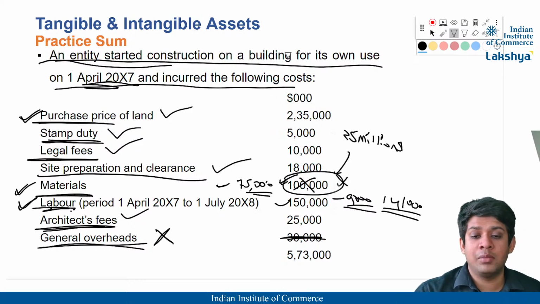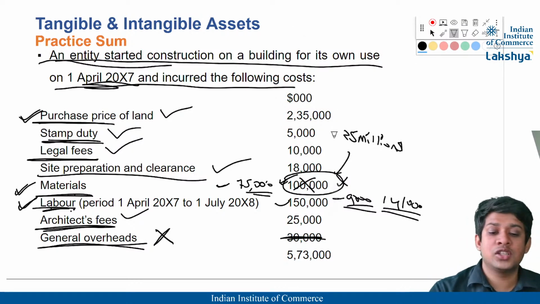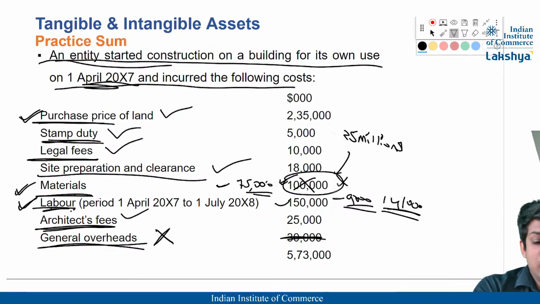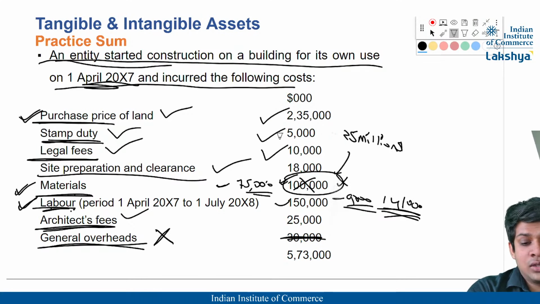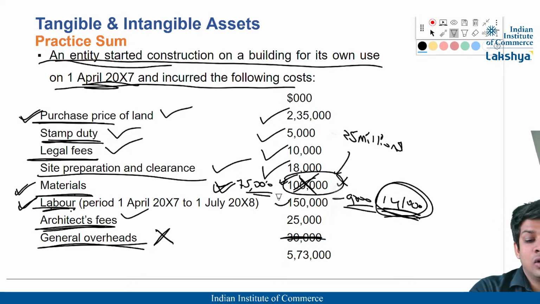Right? Only 141 will be capitalized. So we'll just do the totaling here, guys. I don't know if this is clearly visible. 235,000 plus 5,000 plus 10,000 plus 18,000 plus we'll only add 75,000, not 1 lakh. Plus we'll only add 141,000, not 1,50,000. Plus 25,000, we will not add 30,000.